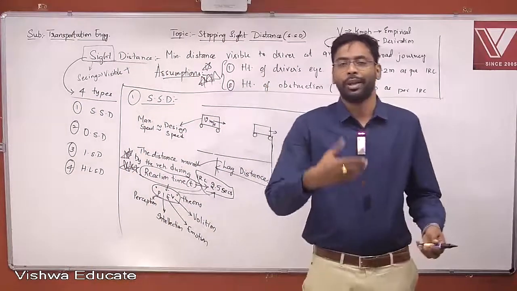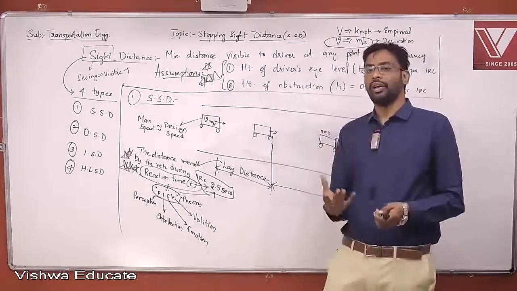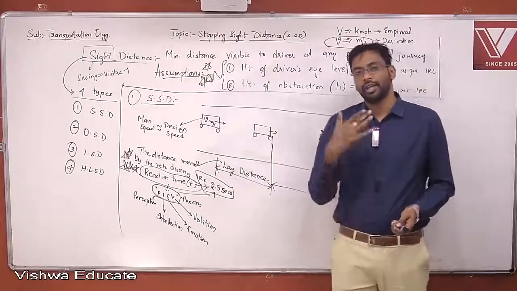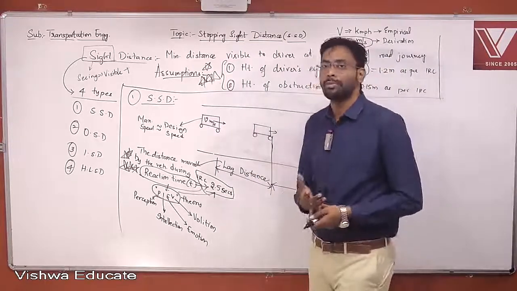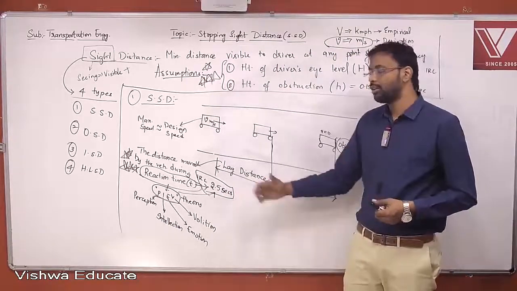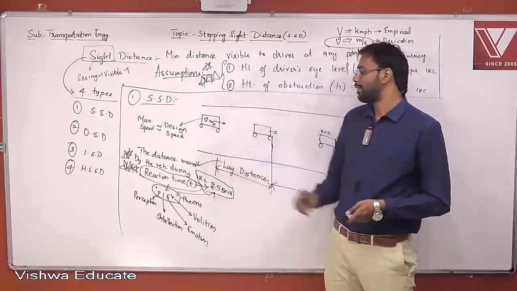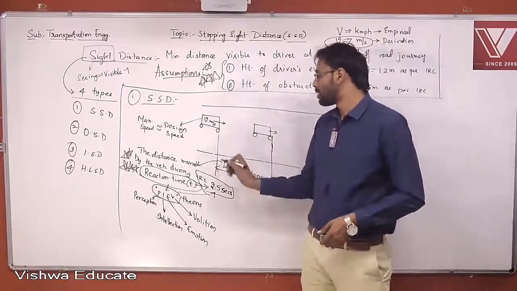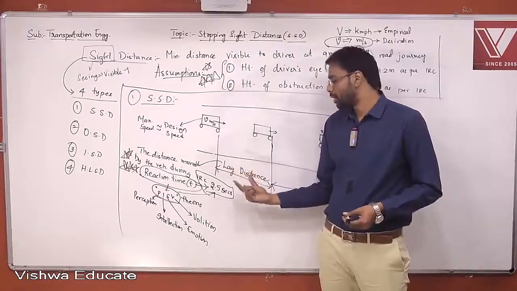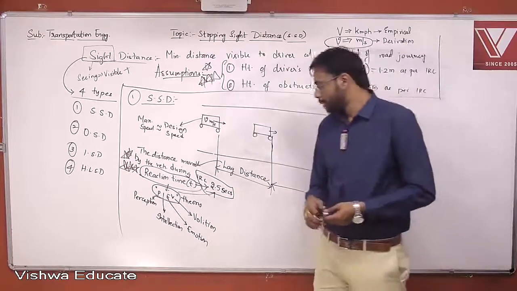For smart people like you and me, for intelligent people, for experienced persons, this reaction time will be even lesser. So if nothing is mentioned in the problems, we take the reaction time of the driver as 2.5 seconds. So basically, the distance traveled by the vehicle during the reaction time is called lag distance, right?